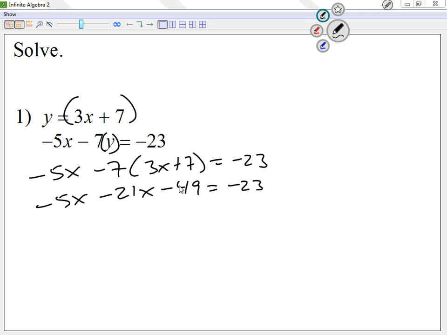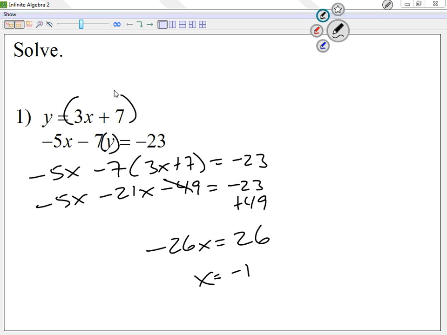My negative 49, let me move it to the other side as a positive 49. Now let me combine my like terms. Negative 5x, negative 21x gives me negative 26x. On the right side, a negative 23 and positive 49 have different signs, so subtract and keep the sign of the larger one. I'm going to call that 26. So we can agree x equals negative 1.